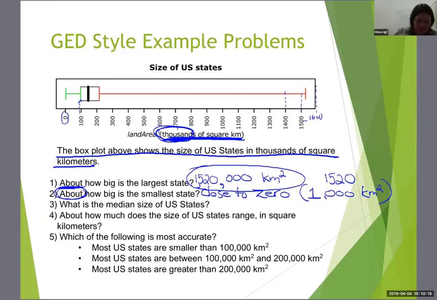So then number 3 says, what is the median size of US states? And again, I'm sorry, I forgot to put that word in there, but we're reading it off of a not very exact graph, so you're only going to be able to give me an approximation. But let's find the median size of US states. What are you thinking? 150,000. About 150,000.